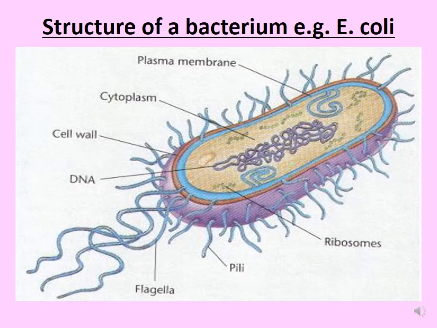Okay, so here's another specific example of an E. coli bacteria, and you can see that there are all these common features such as the plasma membrane, the cytoplasm, the cell wall, the DNA, and the ribosomes. But we find the extras like the flagella or the pili on the surface of the cell.